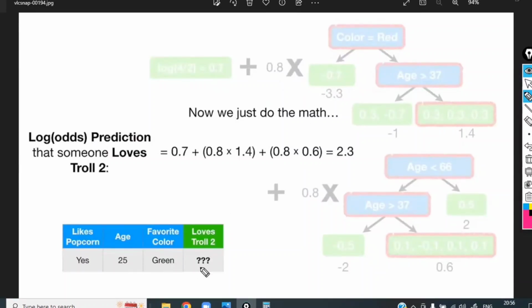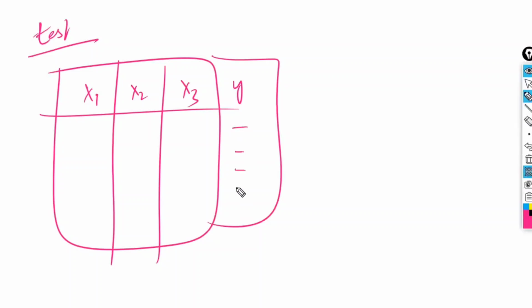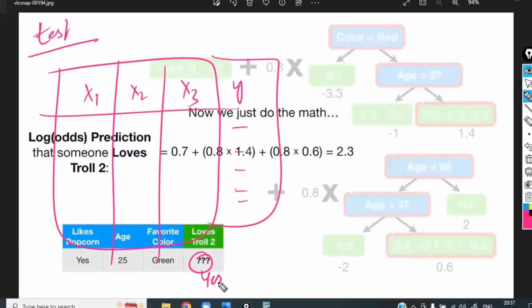For example, this is the original, this is the test data. In the train data we have X train, Y train, and you know X test, Y test also. In the X test also we have X1, X2, X3 and Y also will have. Original data also will have. Now assume the original answer is yes.